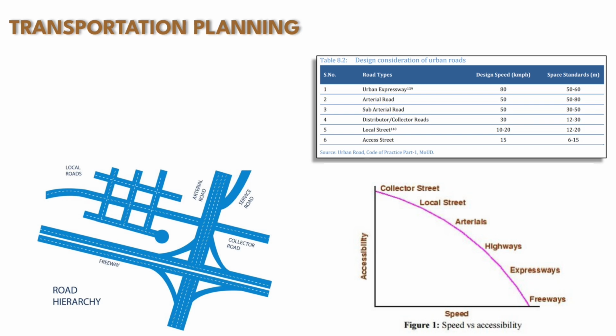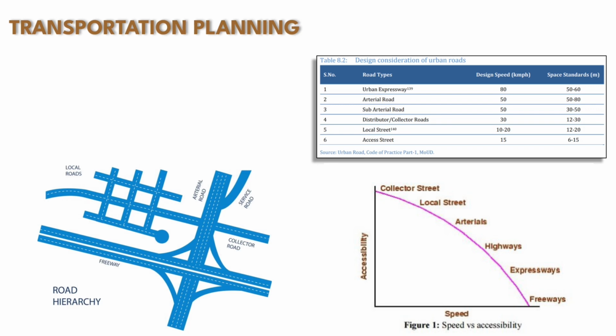Higher design speed means lesser accessibility, which you can refer from this graph, where accessibility of a road is inversely proportional to its speed. For example, local streets are highly accessible, but at the same time, expressways or freeways are designed for higher speed, but these are less accessible roads.